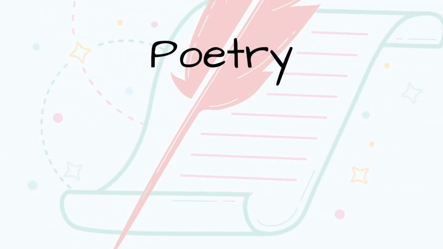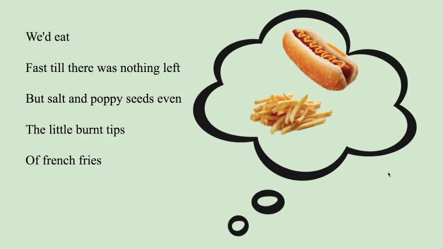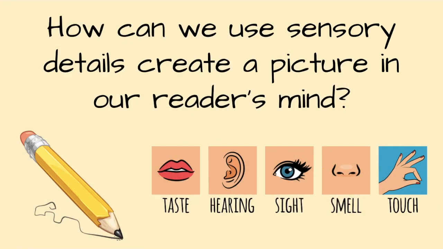Welcome back to our poetry unit. Earlier this week, we talked about how sensory details create a picture in the reader's mind. We read a poem and thought about how the author used sensory details to make us visualize a picture in our minds. My favorite sensory detail was the little burnt tips of the French fries. Today we'll ask ourselves, how can we use sensory details to create a picture in our readers' minds when we write?